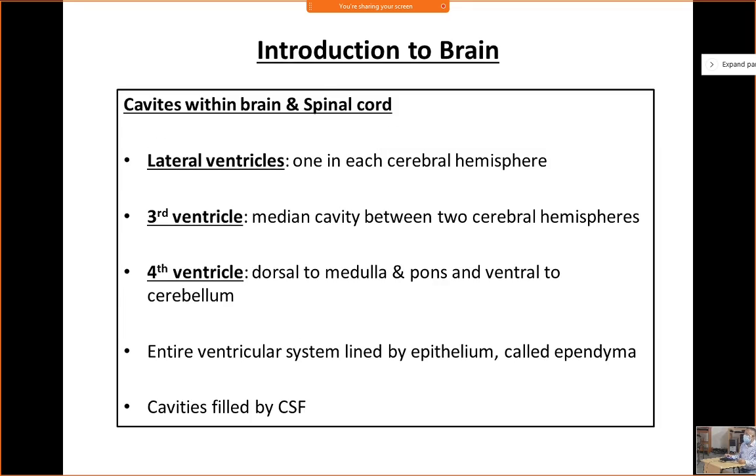Now, cavities within the brain and spinal cord. While the brain is developing, it actually starts from a tubular structure. It is not like the brain we have now. There is no cerebrum, cerebellum, midbrain, or pons, only a single tube, like our heart, which originally is one tube. Gradually that tube differentiates into different sizes and shapes. The cranial part becomes more enlarged, and that enlarged part we call the cerebrum.